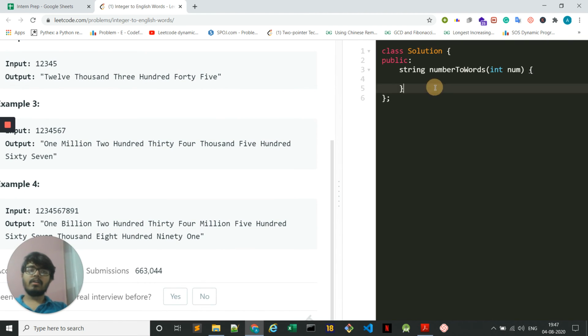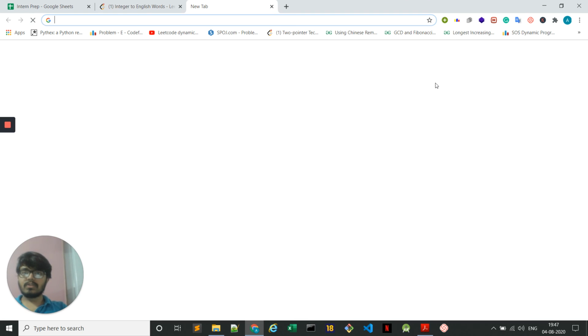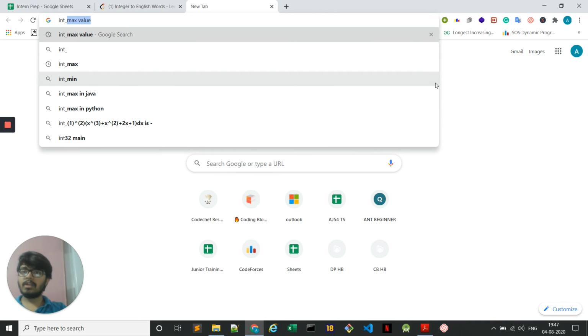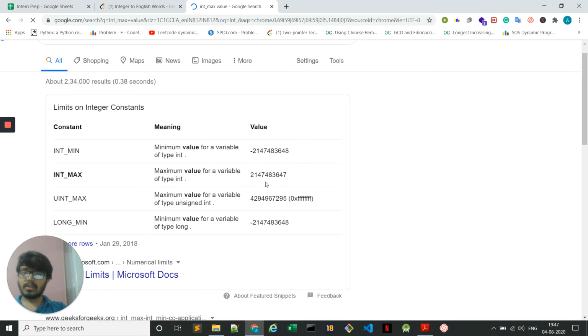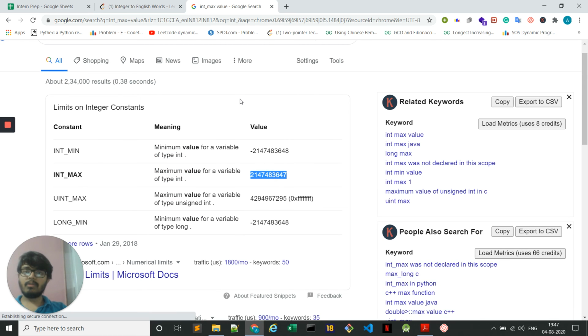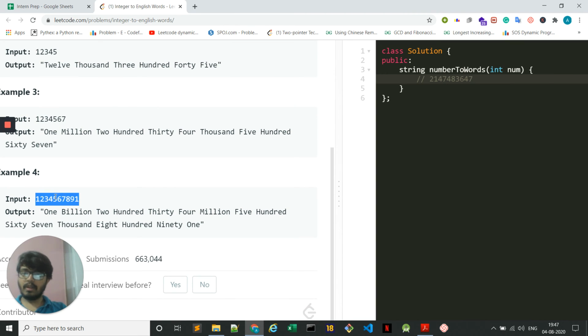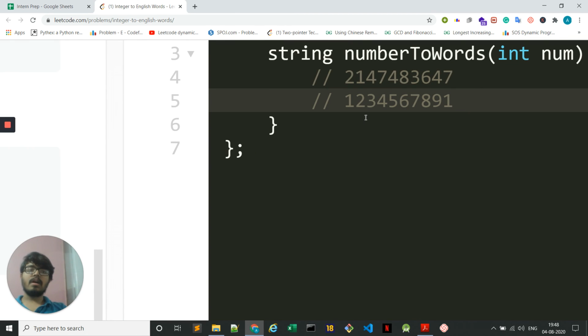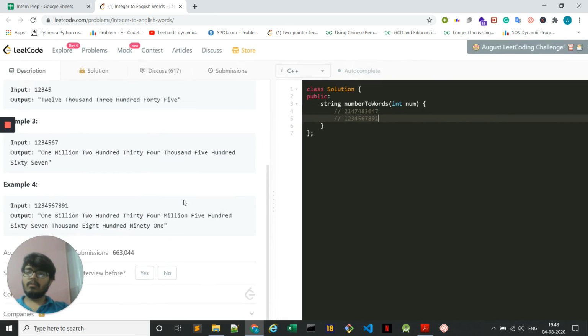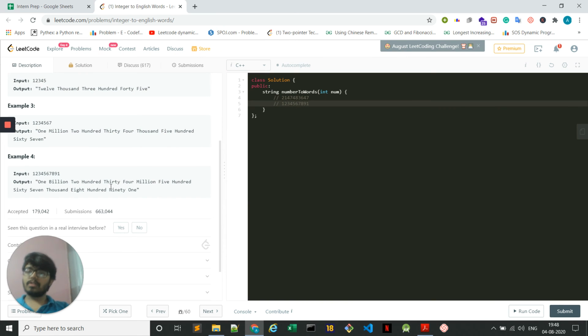So we know that 2 to the power 31 is the int max value. Let me paste it over here, and let us also copy this value and paste it, so that we can confirm that both the sizes are equal. Yeah, both the sizes are equal. So we know that the words we use have no "and" in between, right? Yeah, there is no "and" in between.